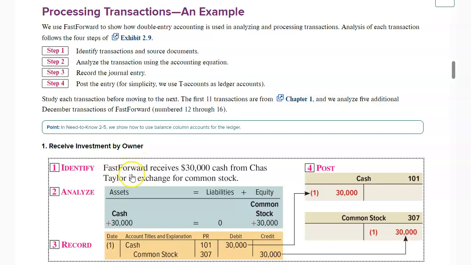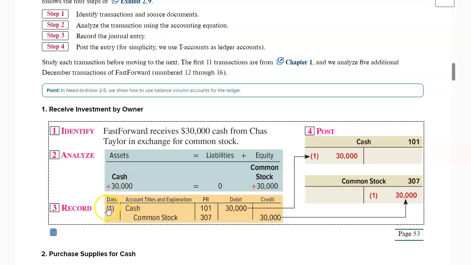Fast Forward receives $30,000 cash from Taylor in exchange for common stock. So the accounts are cash and common stock. Cash is an asset, debit balance. Common stock is an equity account, credit balance. I'm going to enter it in the journal. The date would be December the 1st. Debit cash, credit common stock. Debit cash for $30,000, credit common stock for $30,000.